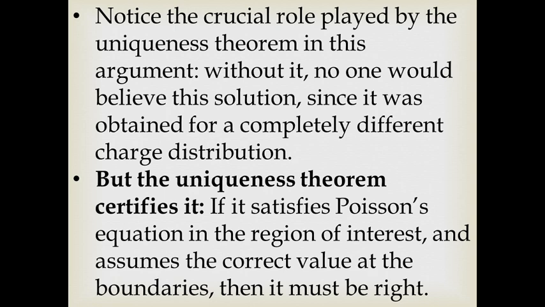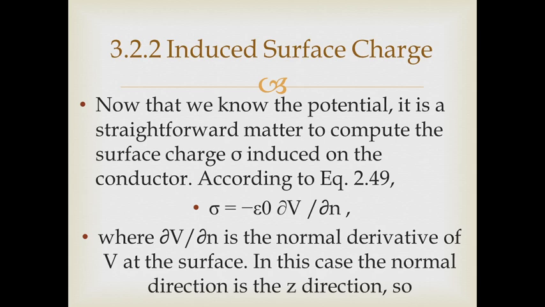But that solution satisfies Poisson's equation, and it has the correct value of the potential at the boundary, and hence according to the first uniqueness theorem and its corollary, we can say that this must be the solution to our original problem. The uniqueness theorem certifies that it satisfies Poisson's equation in the region of interest and assumes the correct value at the boundaries, and then it must be the right solution.